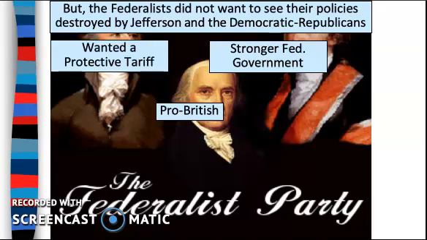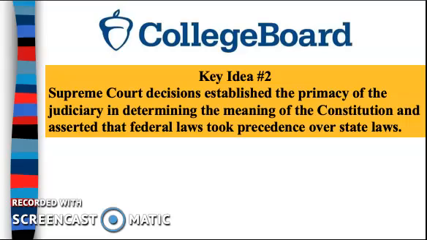Which then brings us to the second key idea. The second key idea says Supreme Court decisions establish the primacy of the judiciary in determining the meaning of the Constitution and asserted that federal laws took precedent over state laws. Now, the election of 1800 was not just when Adams loses the presidency and Jefferson gains it. The Federalists lost badly across the board. Now, you may remember the very important controversial law and actions of Adams, the XYZ affair, followed by the Alien Sedition Act.